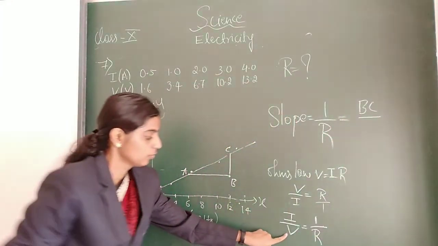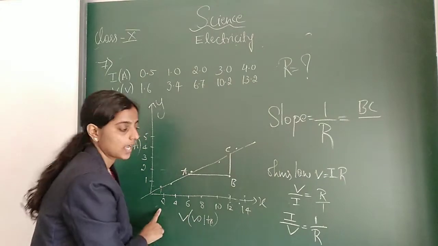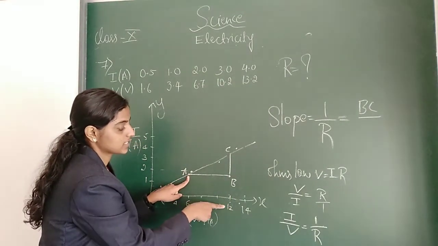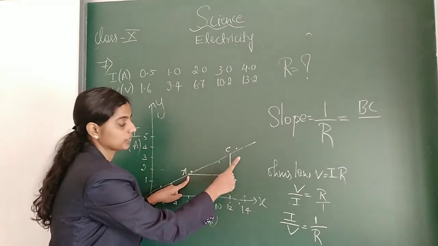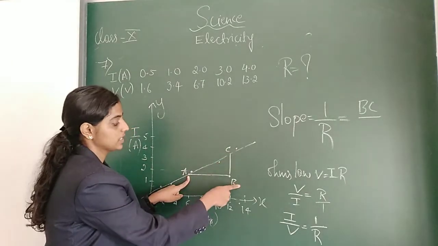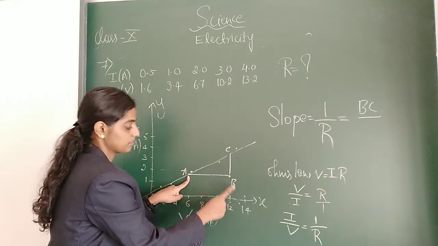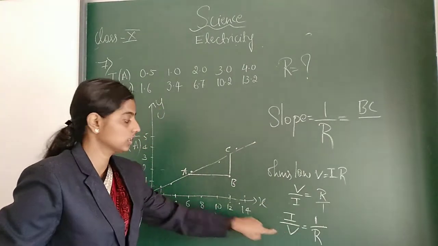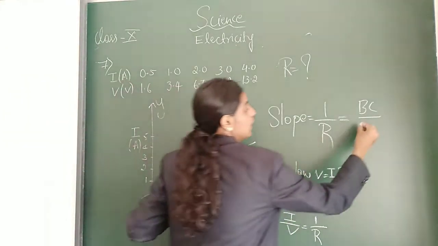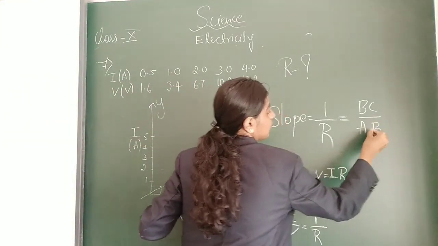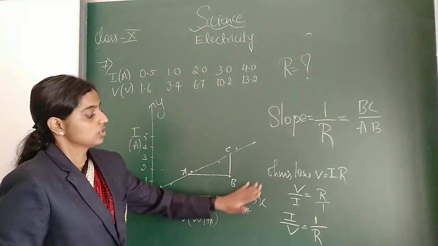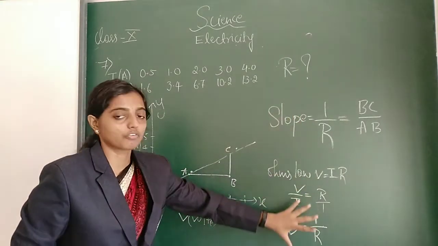BC. And V is what? That is in x axis, that means AB, which is parallel to x axis, and this is parallel to y axis. See, CB is parallel to y axis and AB is parallel to x axis. Therefore, this potential difference can be taken as AB. Now I think you don't have any confusion till here. So we got the formula and we know how to substitute.